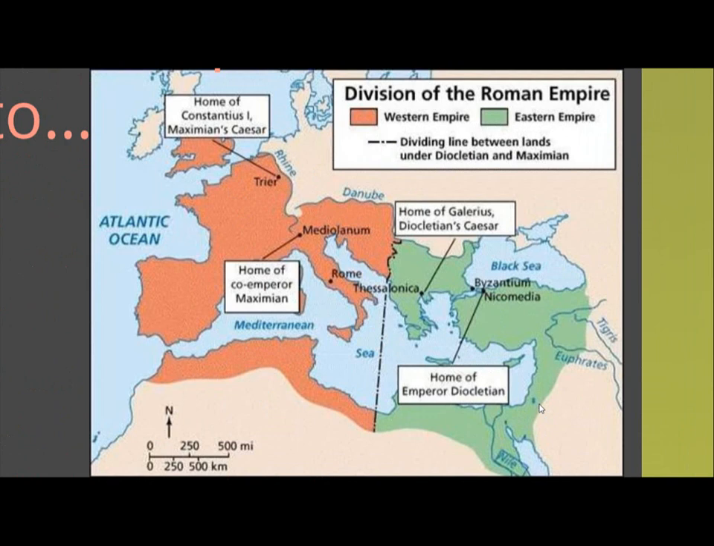And as you can see on this map here, we have Maximian's co-emperor territory and then Diocletian's territory.